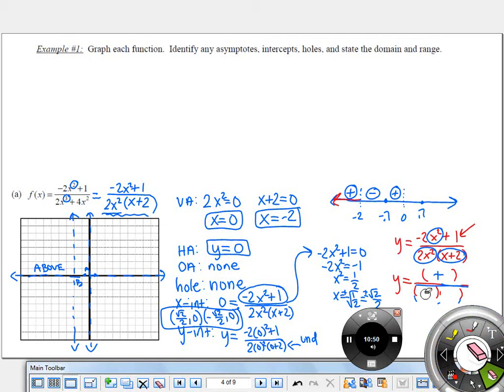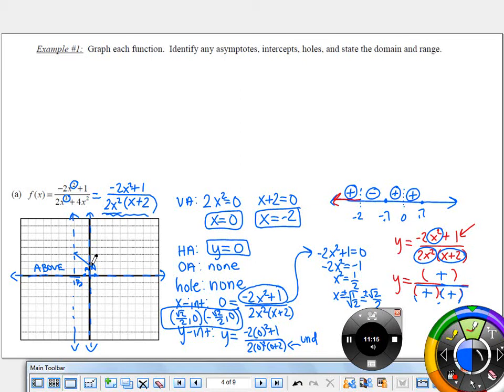And then I'm going to plug in a number between 0 and 0.7, so something like positive 0.5, which again here is going to be positive, here is going to be positive, and here is going to be positive. So that's going to create a positive. So between 0 and 0.7, I expect it to be above.